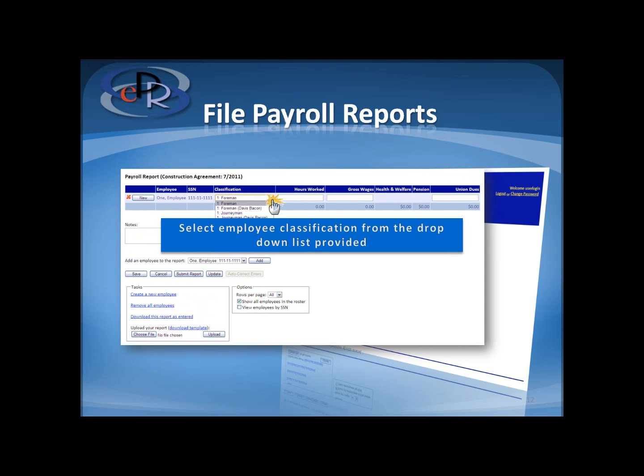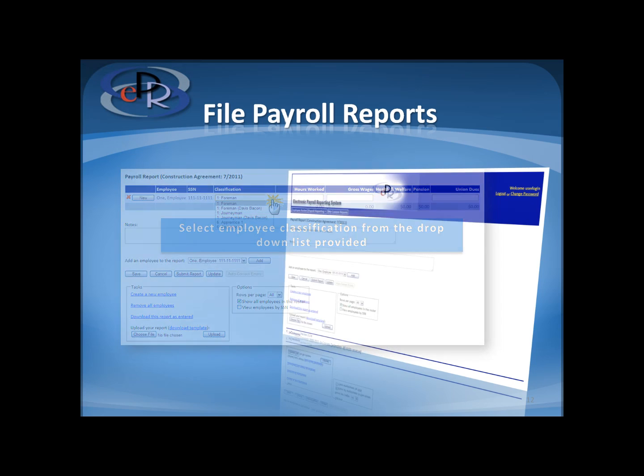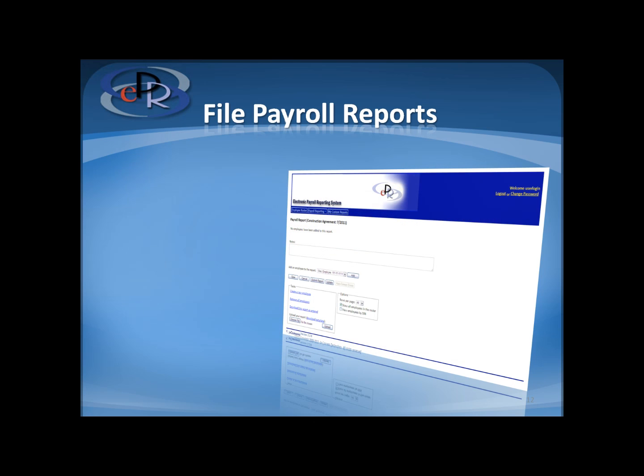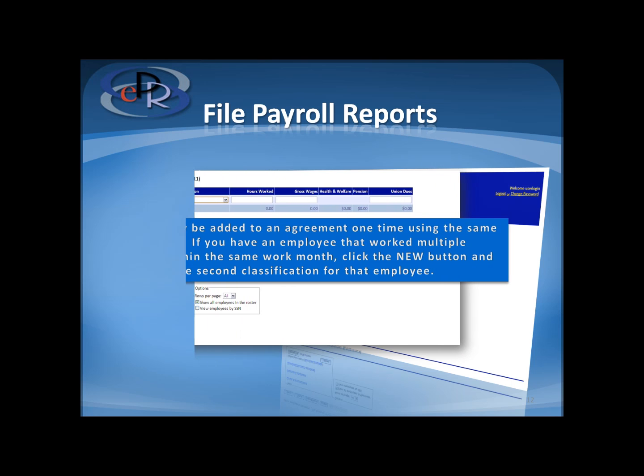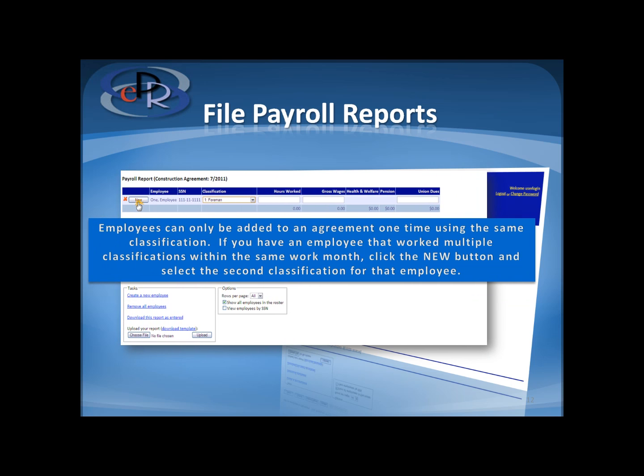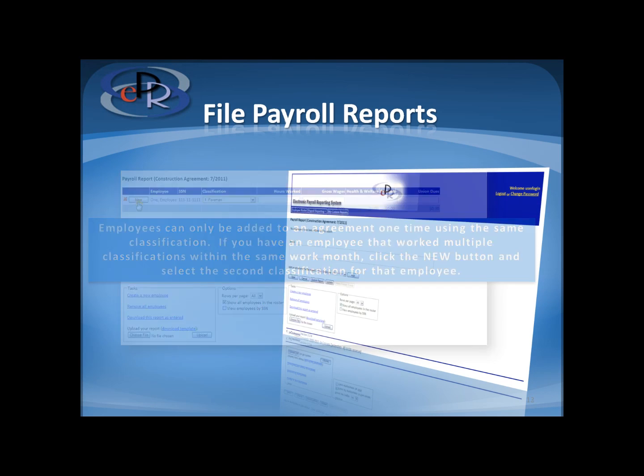For each employee, select an employee classification from the drop-down menu. Employees can only be added to a report under a specific classification one time. If you need to report the same employee under more than one classification, simply click the New button. Select the employee and choose that employee's second classification.